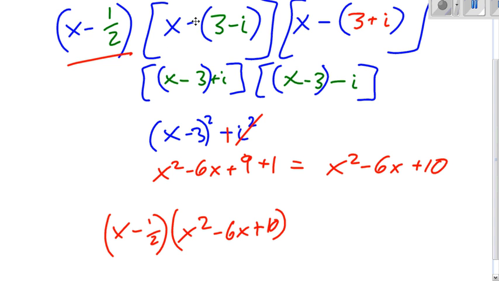If that shortcut doesn't work for you, then don't group it. Just multiply x to everything, multiply the negative 3 to everything, and then multiply the i to everything. You'll have more combining of like terms, but it'll all cancel out. You'll get the same answer at the end.